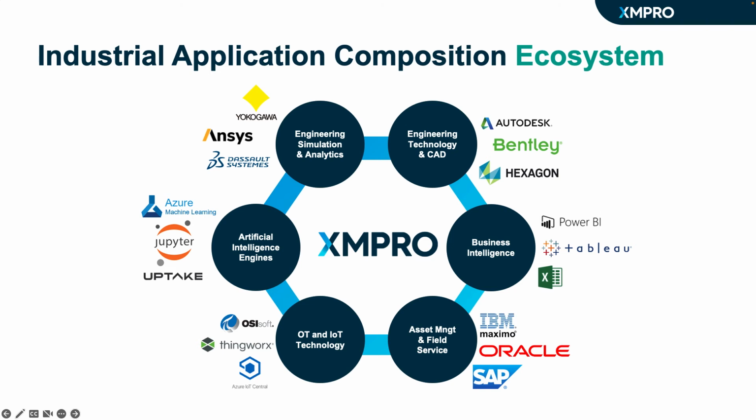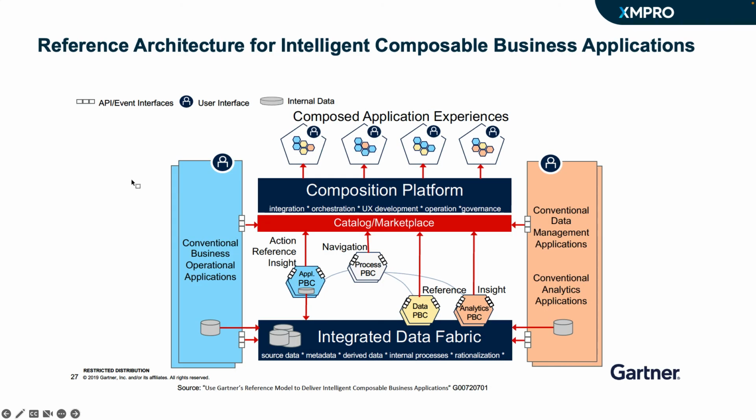Now, this application composition approach is not a new thing. For example, this is from Gartner on creating scalable composable applications for the type of industries and applications that we see in large-scale industry. It consists of an integrated data fabric at the bottom, coming from multiple data sources. But there's this notion of a composition platform that handles integration, orchestration, and UX development, and you have packaged business capabilities that sit within this that you can reuse.